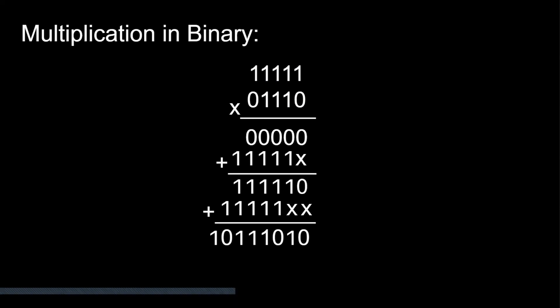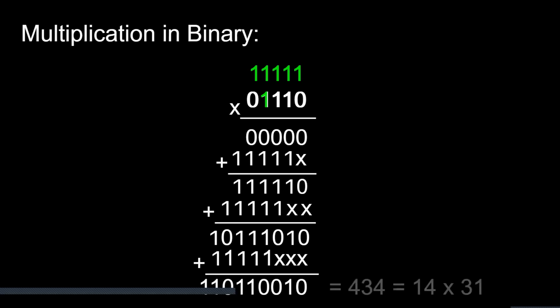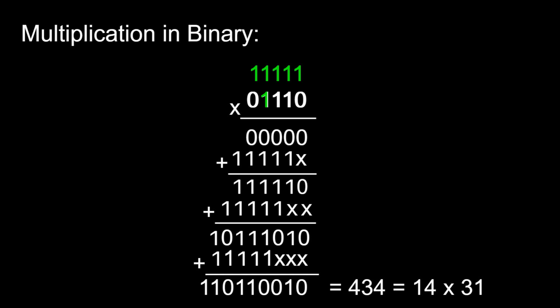Now we're almost done, we only have one place value remaining with a 1 in it. So we perform the process one more time by adding 3 X's and then copying our 5 ones. We perform one more addition and end up with a final result of our multiplication of 110110010. If we convert that number back to decimal, we get 434, which is equal to 14 times 31, which means that I did my multiplication correctly.